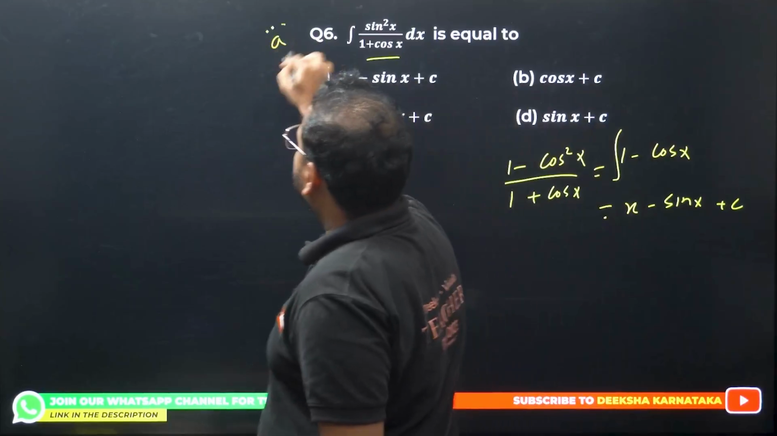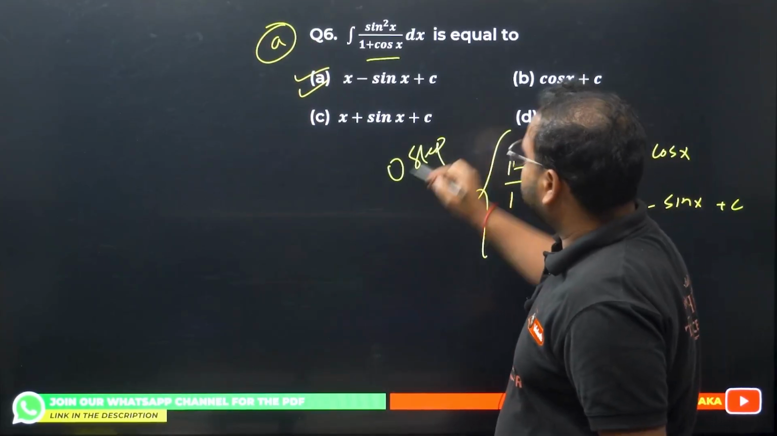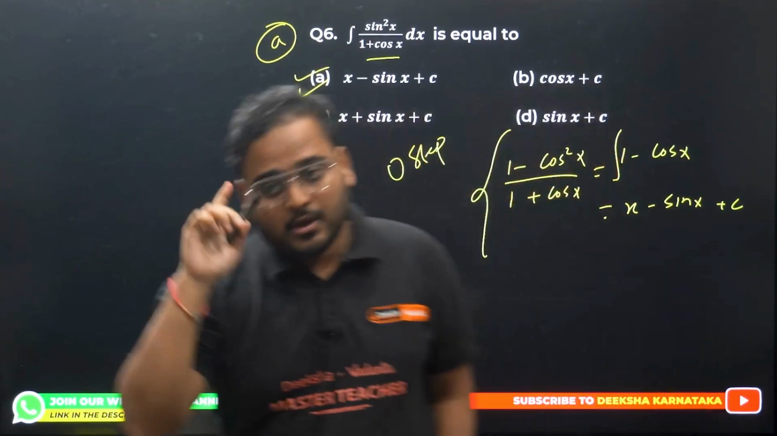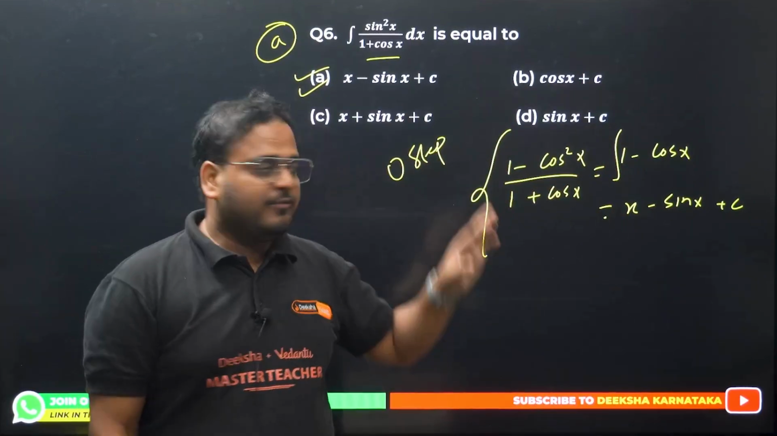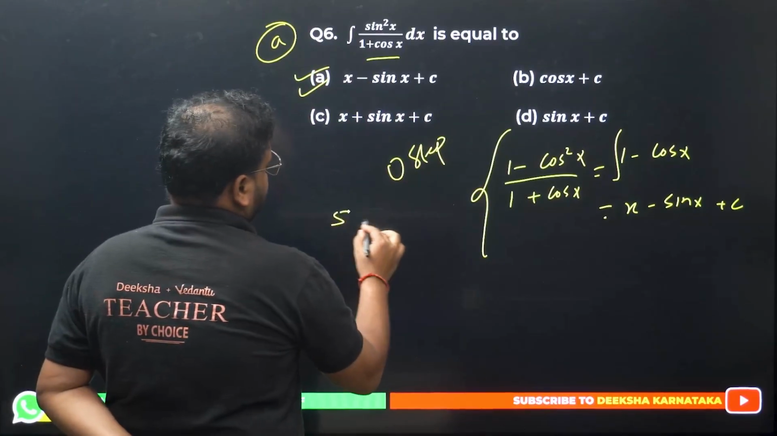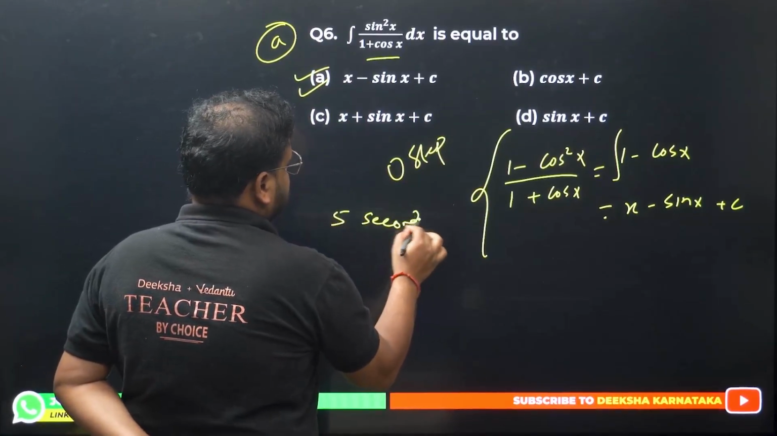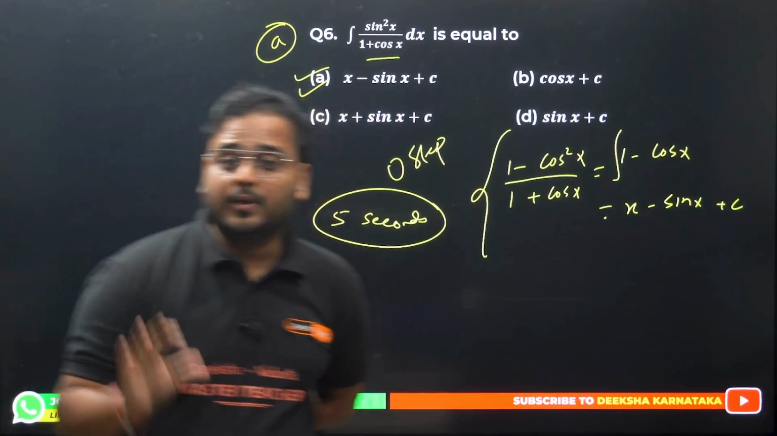Option A. This all is a 0-step problem. You cannot do this on paper, only in your mind. This all can be done in your mind if you know the formula. This is again a 5-second problem. 5 seconds is more than enough to solve this question.